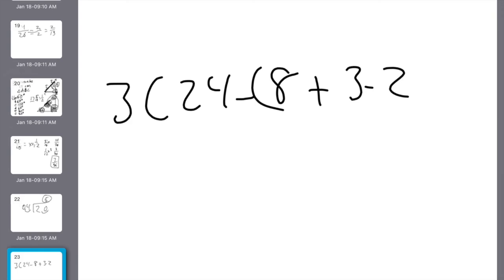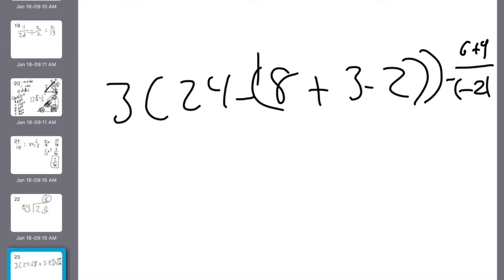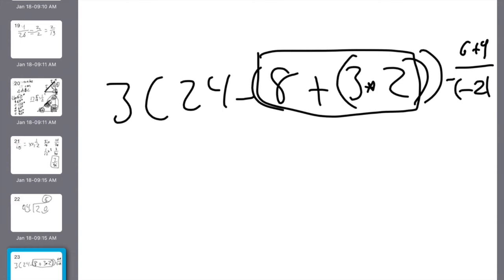3 times 24 minus (8 plus 3 times 2), and that's in parentheses. So I drew it with parentheses, guys. This was really a bracket, same thing. Then I have a minus, and I have to do 6 plus 4 divided by the absolute value of -2. Okay, so innermost first, guys. So I'm starting with this, and then this is multiplication here.